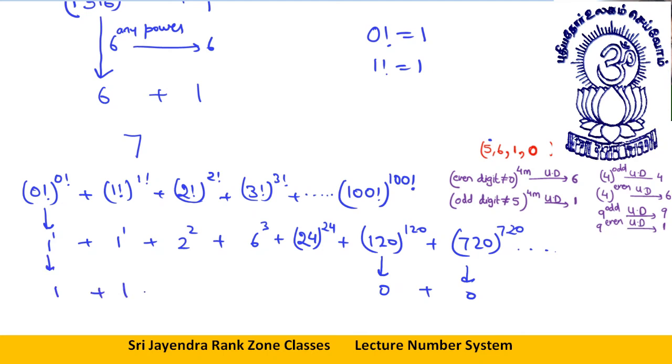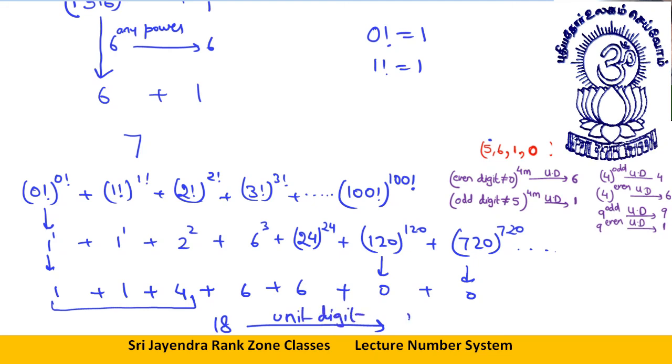What do you get? 1 plus 1 plus 4. 6 cube is 6. 4 raised to an even power will give me a 6. This becomes 6 plus 6 plus 6, 18. So your unit digit is 8. I'm sure it must be clear to all of you. Let's move to the next question.